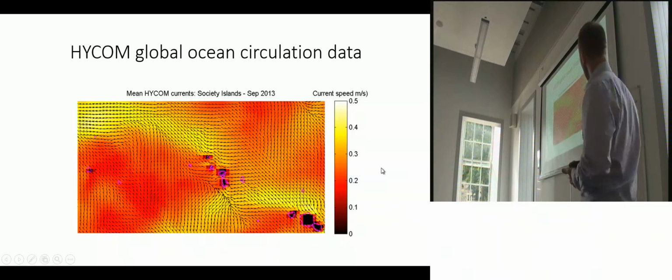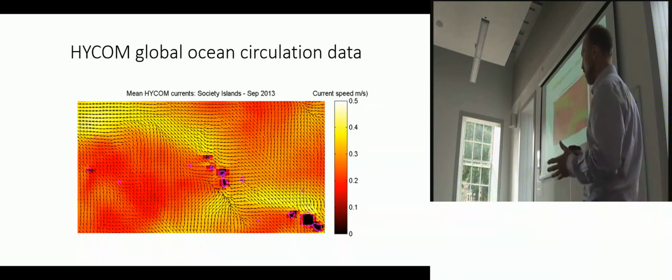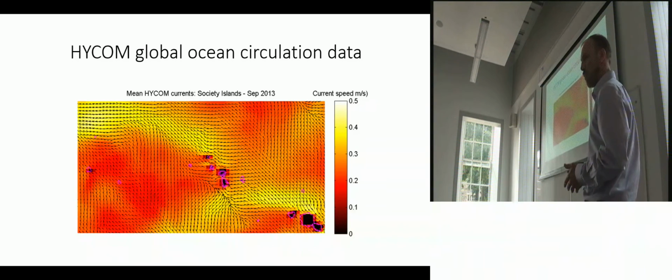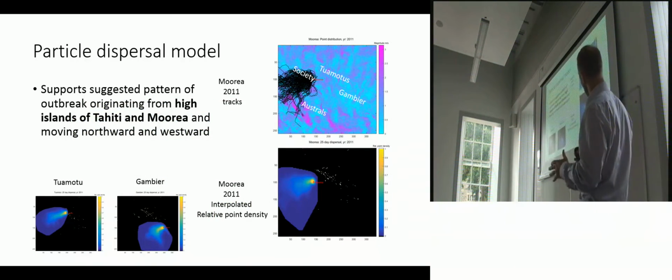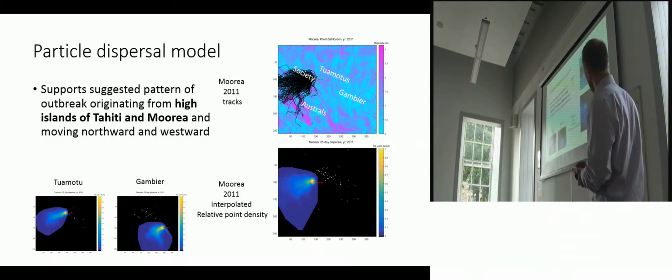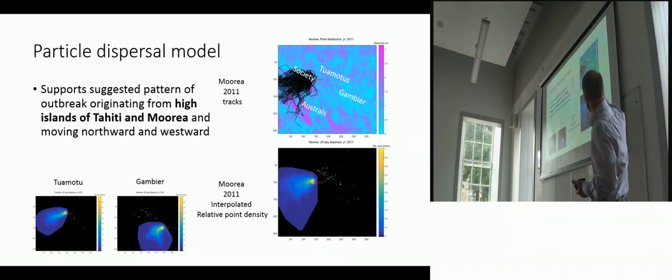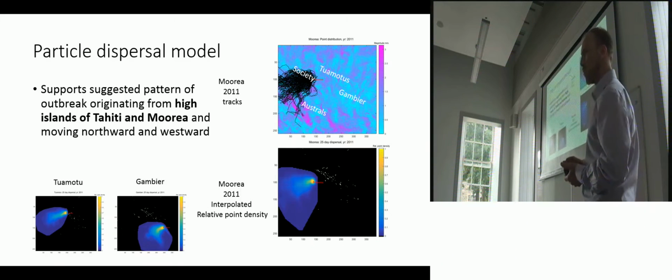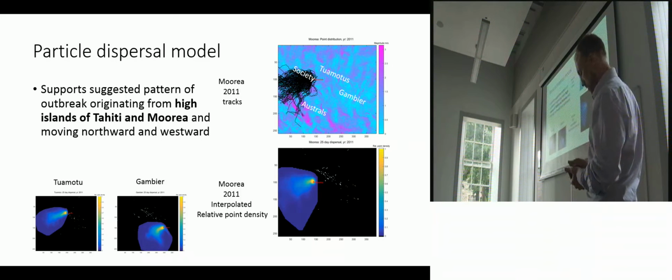So here we're using a different type of spatial data. This is HYCOM global ocean circulation data to try and look at how these larvae may be moving within and between these different atolls and island groups. I don't have a lot of time to go into the detail here, but essentially the model supports a general westward and northward movement from the south of the Society Islands. So it does support the distribution of that crown of thorns outbreak, and it also supports the notion that if it starts there, it doesn't move to the Tuamotus. Particles move from the Tuamotus towards the Society Islands, but not vice versa.